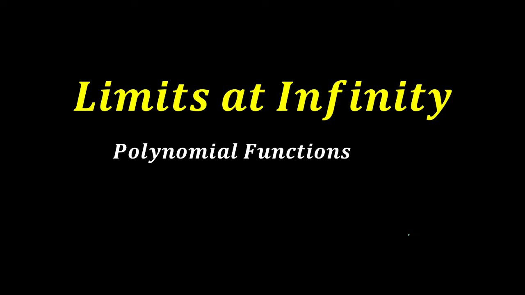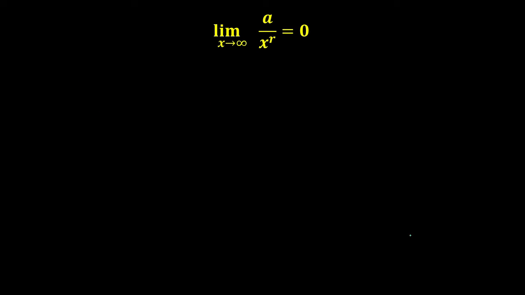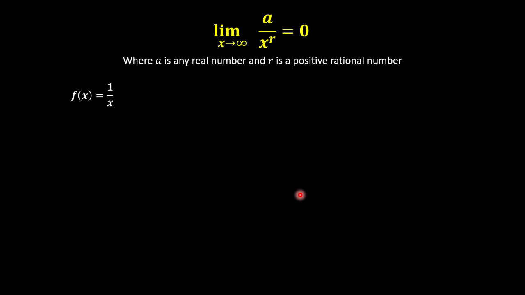In this video, we're going to cover limits at infinity of polynomial functions and some rational functions. Before that, let us establish the idea that the limit of a over x raised to r as x approaches infinity is equal to 0, where a is any real number and r is a positive rational number. Let me give you examples using graphs.